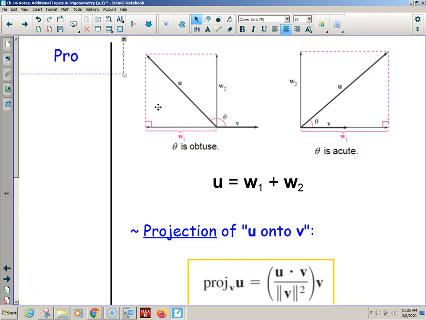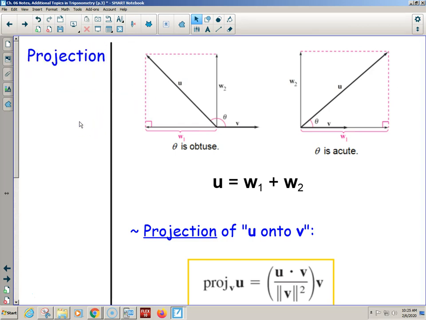Projection. If you guys notice, neither of these are at 90 degrees. One is at an obtuse angle, the other one's at an acute angle, two vectors working together, acting on a common object. I should put it that way.